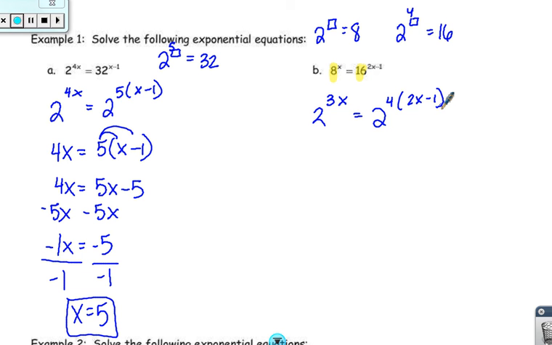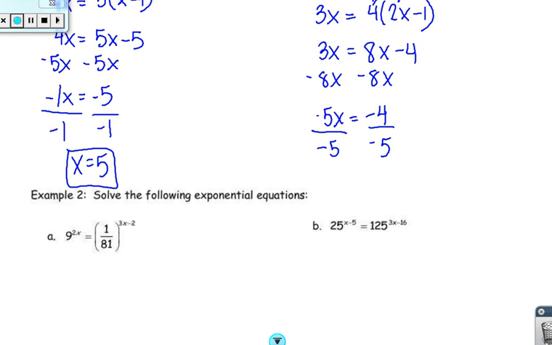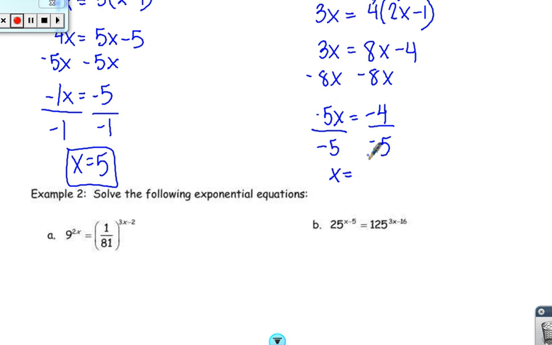If my bases are alike, then my exponents are equal. So 3x equals 4 times 2x minus 1. If I distribute, 3x equals 8x minus 4. Solving this for x, 3x minus 8x is negative 5x equals negative 4. Dividing by negative 5 leaves me with x equals positive 4/5.